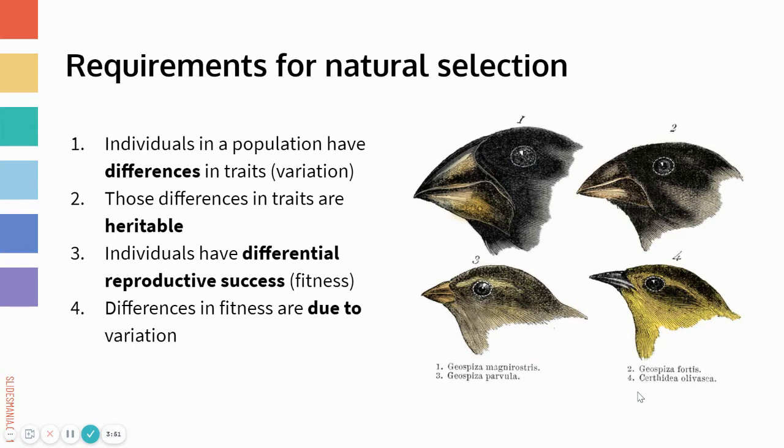So when we see really good camouflage, for example, or traits that help organisms evade predators, or other sorts of adaptations that help organisms be better suited to their environment, these are all brought about by natural selection. So natural selection is the only force that's going to make a population better suited for its environment.